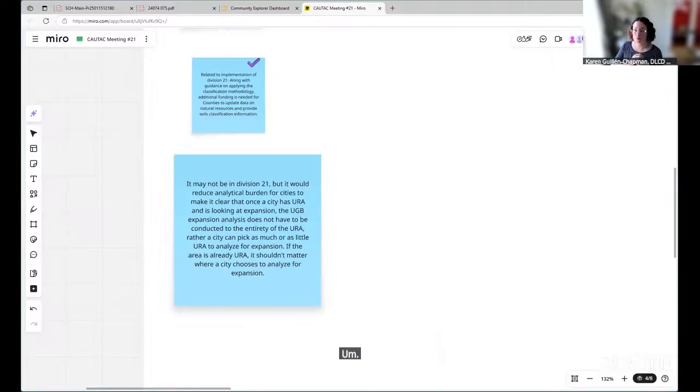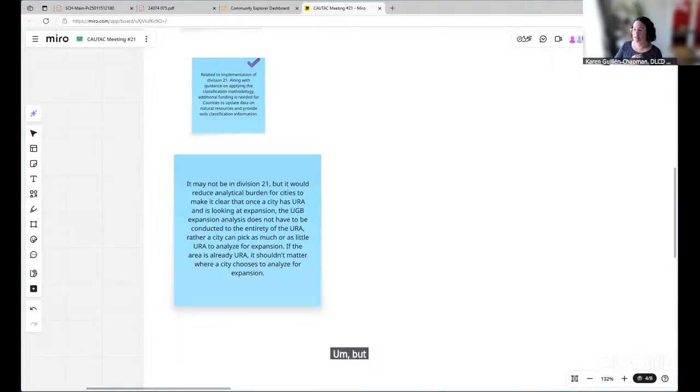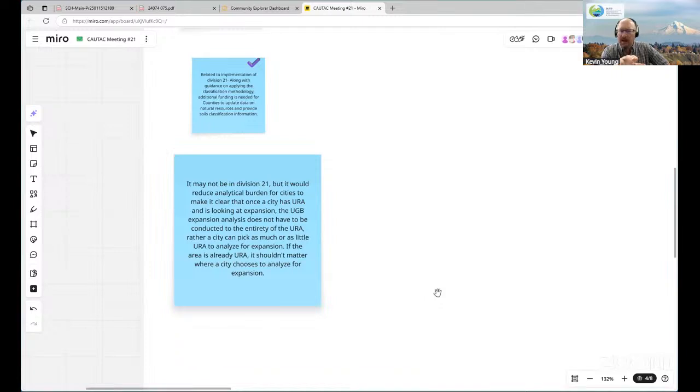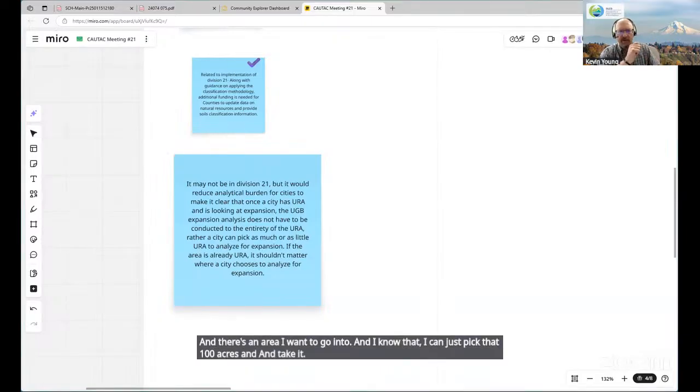The rules that we're proposing would give some hierarchy to look at that lower capability or lower productive land first. But otherwise, a city can look around their urban reserve area and just consider the amount of acreage that they need to satisfy the land need. Is that correct? Well, I think this is saying if I have 500 acres of urban reserve and there's an area I want to go into, and I know that, I can just pick that 100 acres and take it without further analysis. I think, and I'll have to look for this in the current rule.